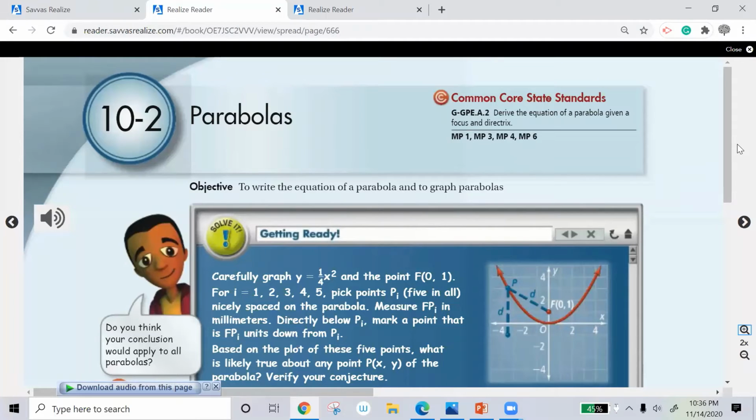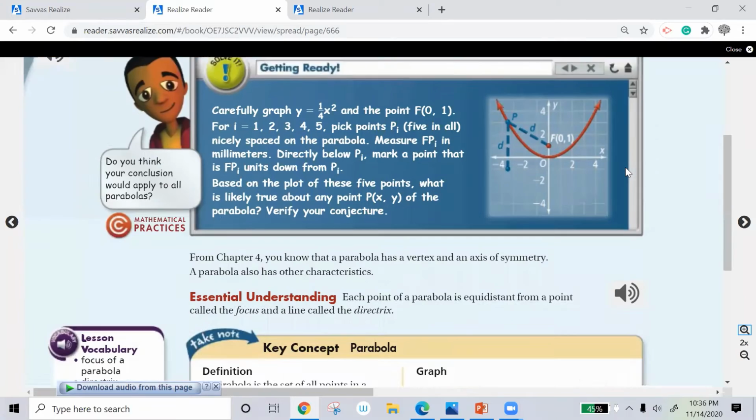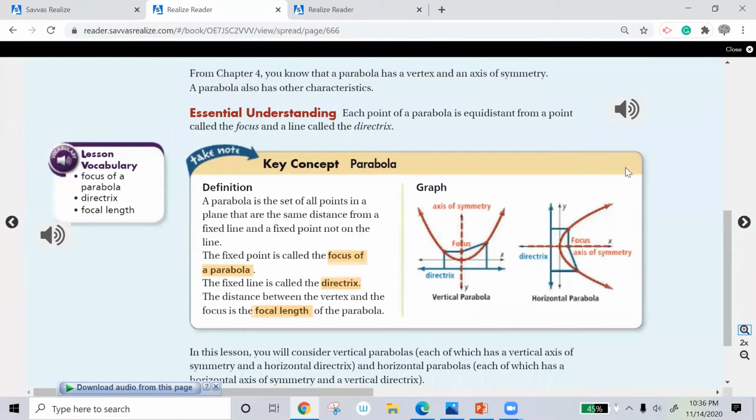From the videos, we learn about parabolas, the definition of parabola, focus and directrix. So our objective for this week is to write the equation of a parabola and to graph parabolas. The parabola is the set of all points in a plane that are the same distance from a fixed line and a fixed point not on the line. The fixed point is called the focus of a parabola, and the fixed line is called the directrix. The distance between the vertex and the focus is the focal length of the parabola.